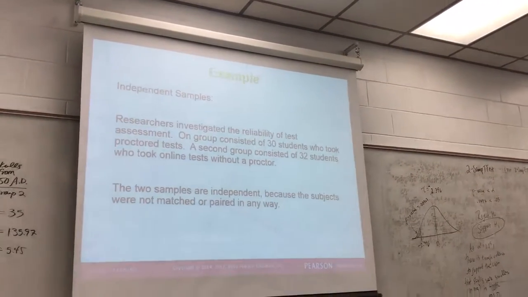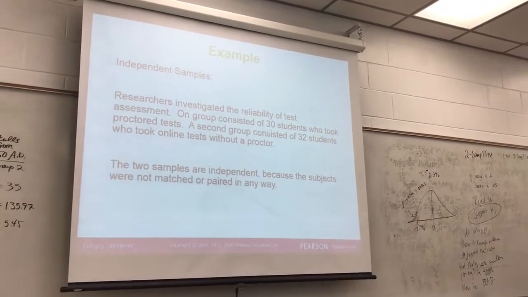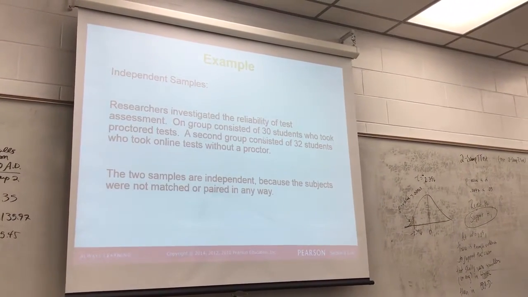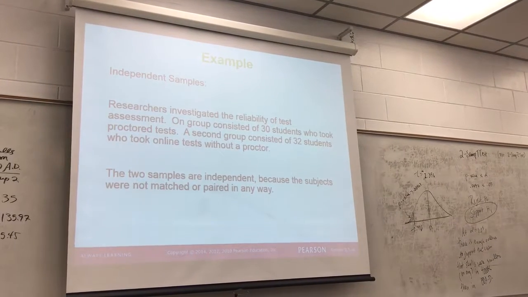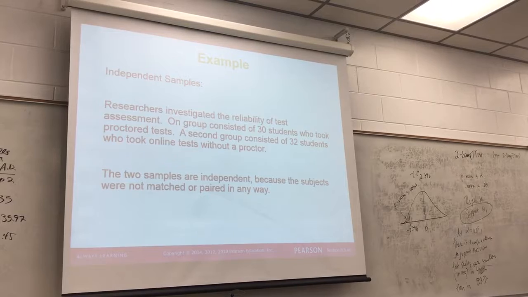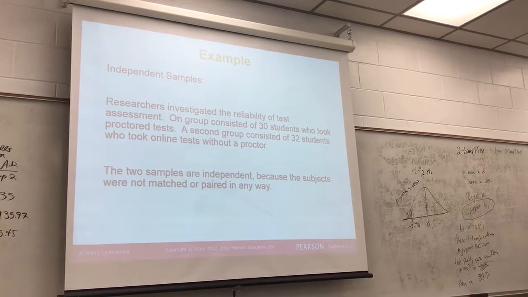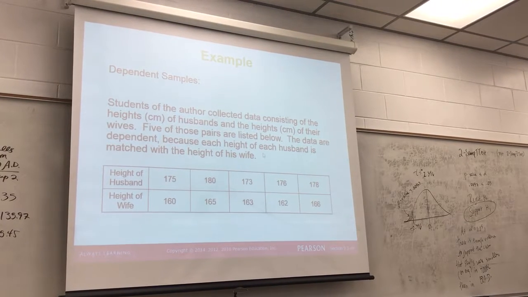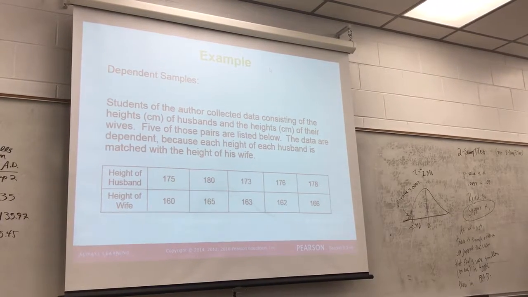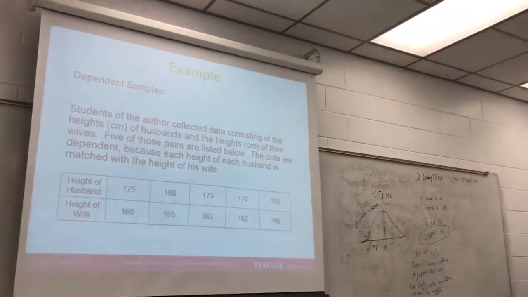They give examples here. Independent samples would be if you had 2 separate groups of students, one group that took proctored tests and one group that did not, and compared maybe their average score or something, that'd be okay. But if you had something like heights of husbands and heights of wives, those are dependent, so this method would not work for those. Just FYI.